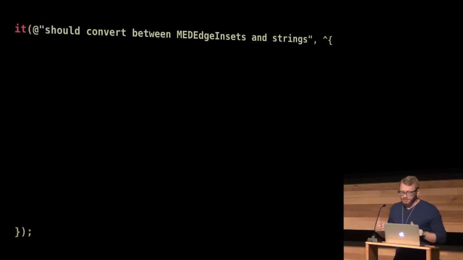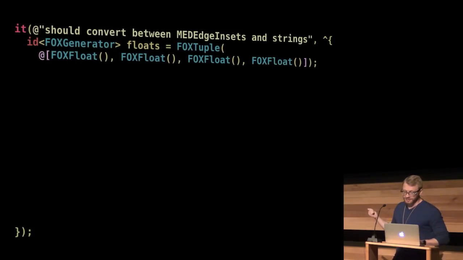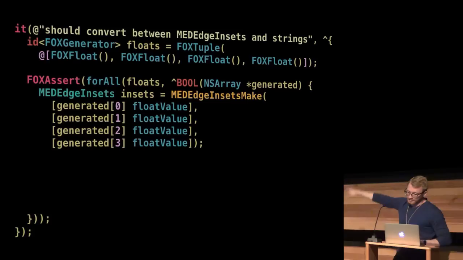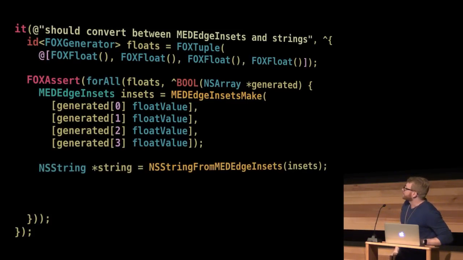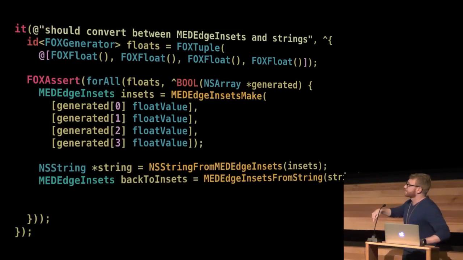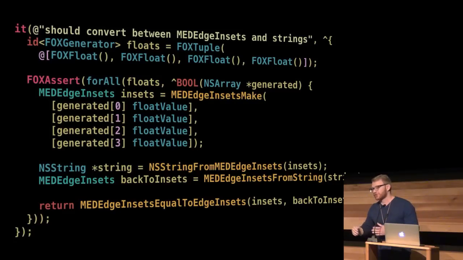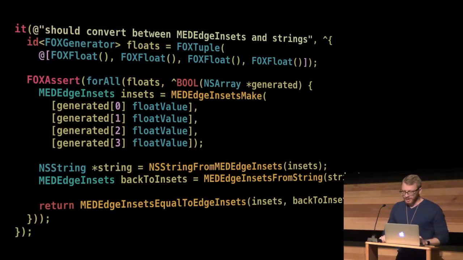But with Fox, we could do a little better. We could say that for any four random floats, we can generate a set of insets, convert it to a string, convert it back to insets, and the thing that comes out should be equal to the thing that came in. So for any random float, I will be able to generate it there and back. And Fox will just hammer this, and it might find a few edge cases.